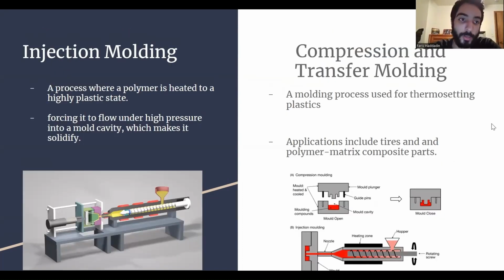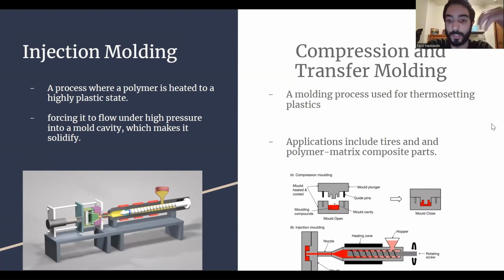The two other manufacturing processes for plastics would be injection molding. Injection molding is done similarly to the slide before, which is heating up the plastics and then pushing it, or injecting it, through a mold. Just like the next process, which is compression and transfer molding.